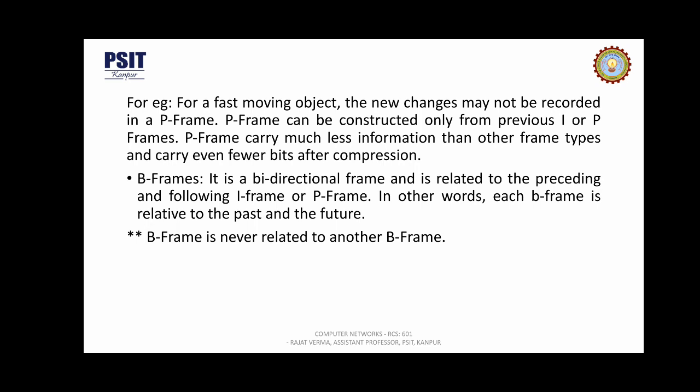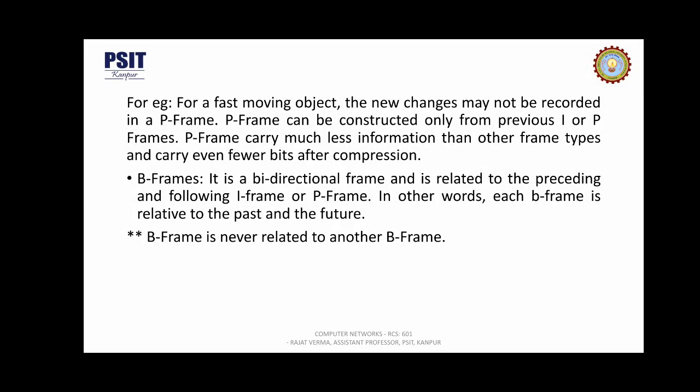Now moving on to the third type of frame, that is the last type, the B frame. Here B frame is a bidirectional frame and is related to the preceding and following I frame or P frame. In other words, each B frame is relative to the past and the future. One point to be noted here is that a B frame is never related to another B frame.